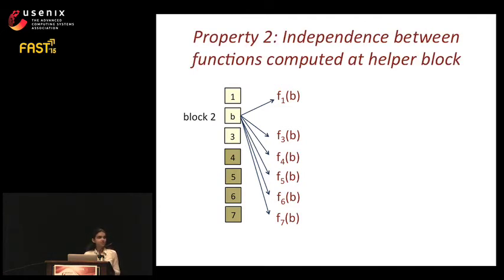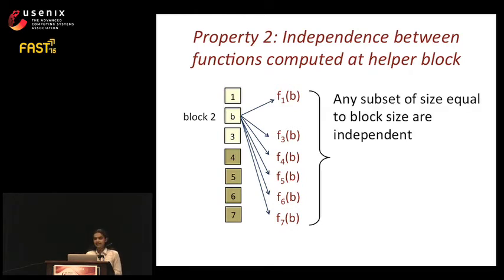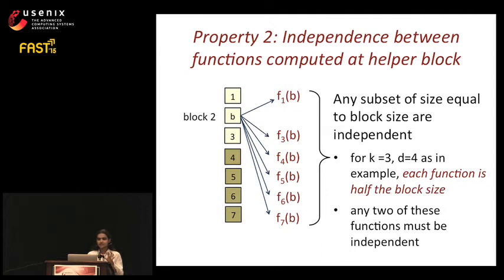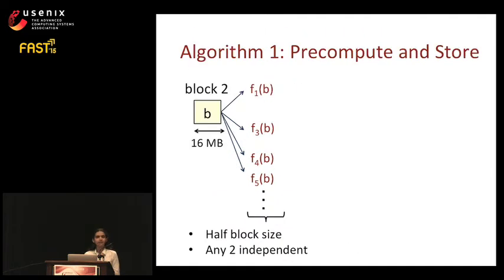Property 2 deals with the independence between these functions. It requires that any subset of size equal to the block size be independent. So in this example, where we had the number of data blocks as 3 and the number of helpers as 4, each of these functions turns out to be half the block size. So when property 2 is satisfied, any two of these functions would be independent. Now the main idea behind algorithm 1 is precompute and store.